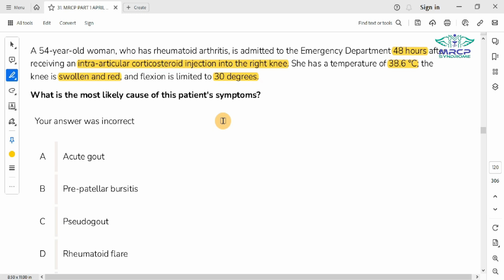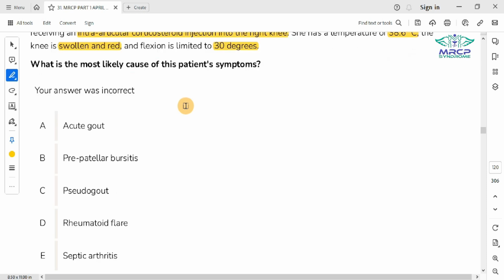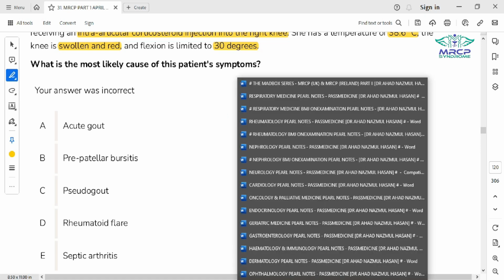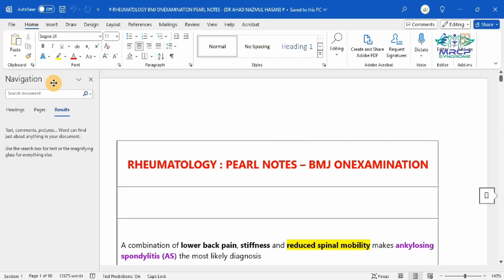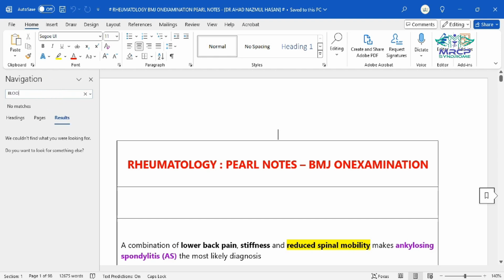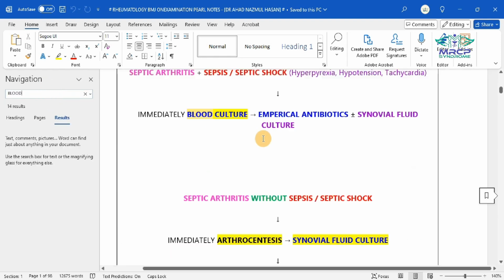So most likely septic arthritis. This is the most likely diagnosis, septic arthritis, usually following the intra-articular corticosteroid injection. So in case of septic arthritis, should we go for synovial fluid culture first or blood culture first? What should be the parameters to decide? If more systemic symptoms, then blood culture, or if localized symptom, then synovial fluid culture.